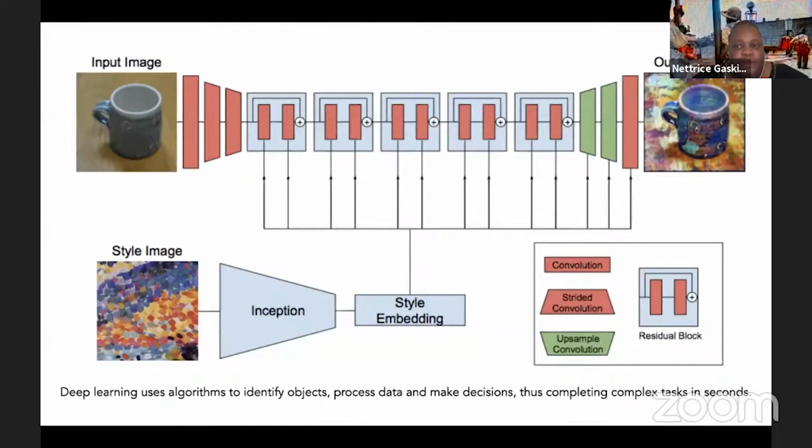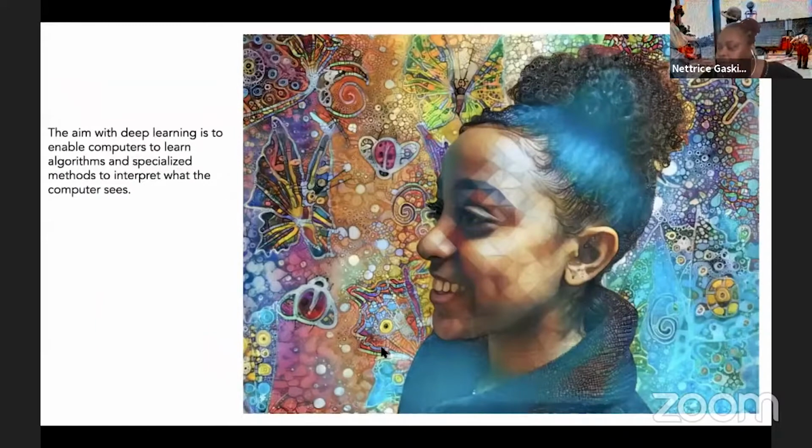So it goes through a kind of dreaming process, a learning process, in order for it to become, in this case, a different type of image instead of just a photograph of a coffee mug. And you can actually go further than that. The aim with deep learning or deep dreaming is to enable computers to learn algorithms and specialized methods to interpret what the computer sees.